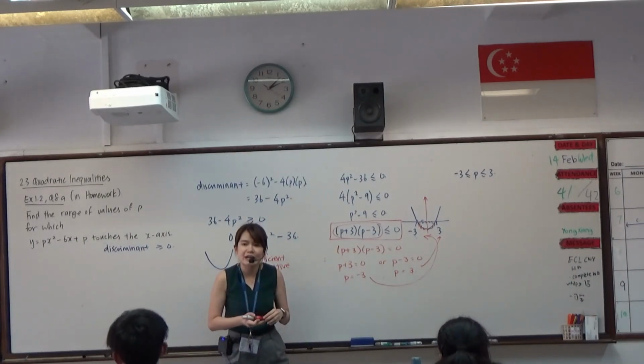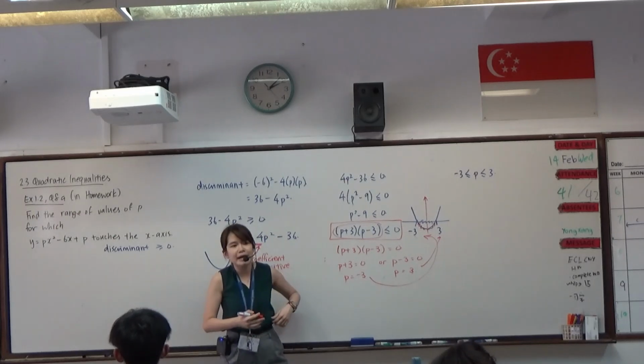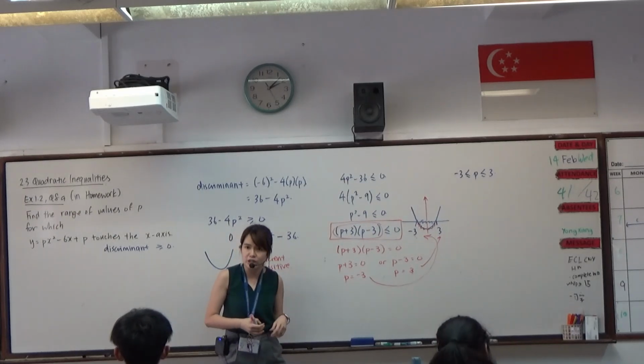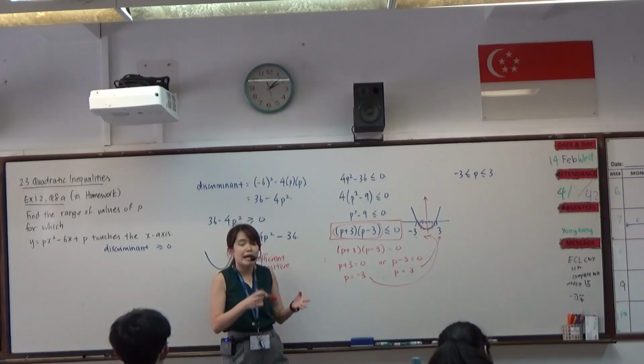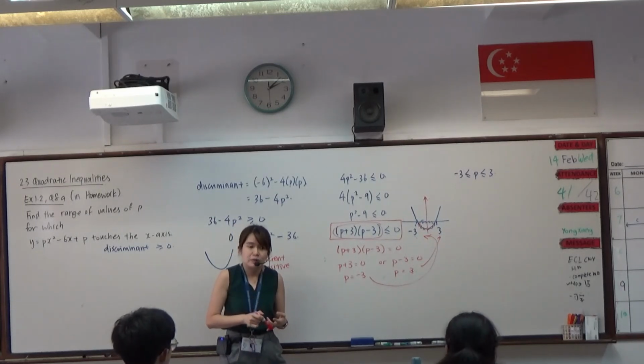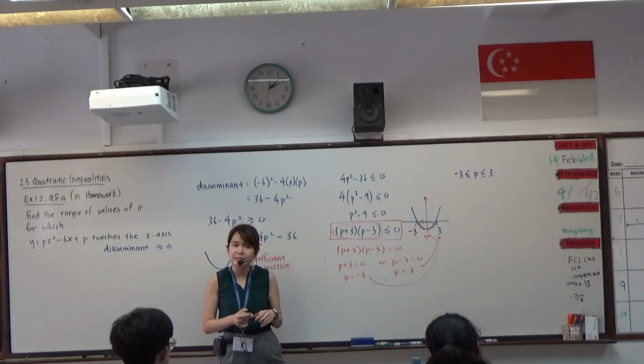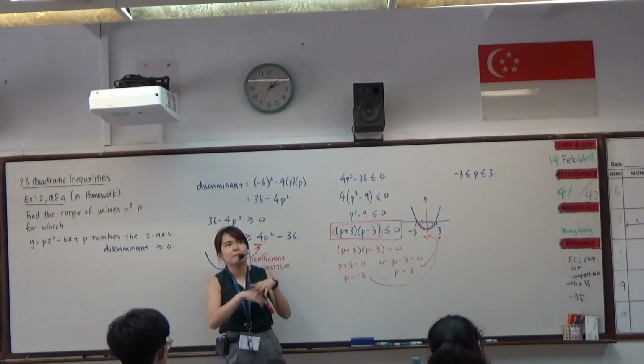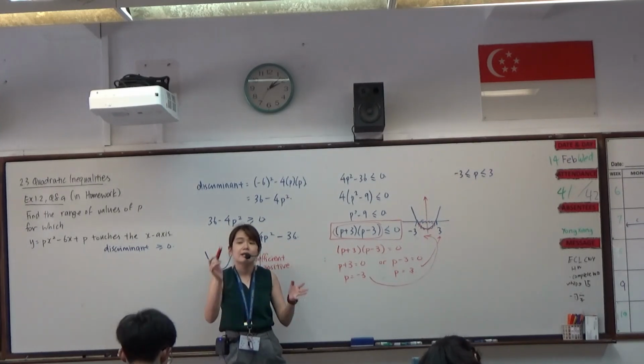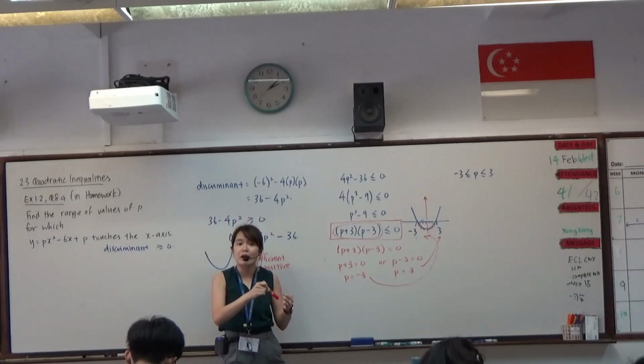But why is it that I cannot take square root? We must keep in mind that square root is not quite an operation. It is not like your plus, minus, times, divide. In an inequality, the operations that satisfy the properties of an inequality are plus, minus, times, divide only.